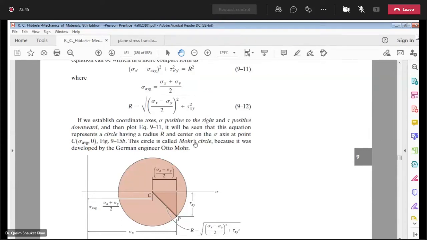Now this point C, the center point of the Mohr circle, has coordinates sigma average and 0. Why 0? Because it is lying on the horizontal axis, and the shear stress value on the horizontal axis is 0. So the first point is you are going to locate this center point of the Mohr circle.